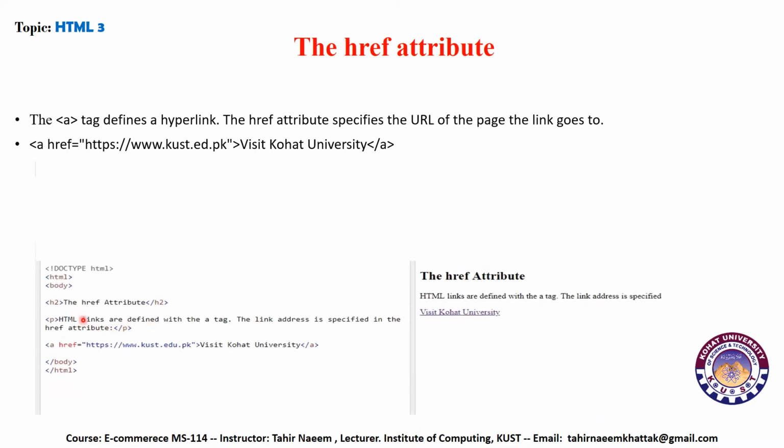Here I have coded href, and then I have typed the URL of Cohort University, and then this is the text which will be shown on the page, and then I close the a tag. Look at what it will display. The href attribute is what I have written here, then this text will be shown in the hyperlink: it will show "Visit Cohort University", which I have written here.